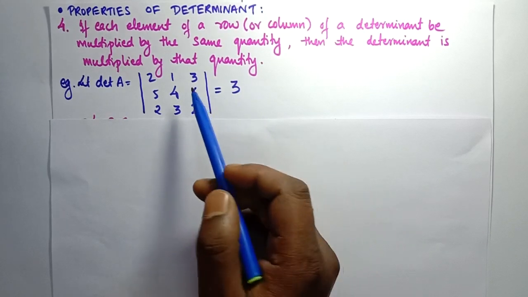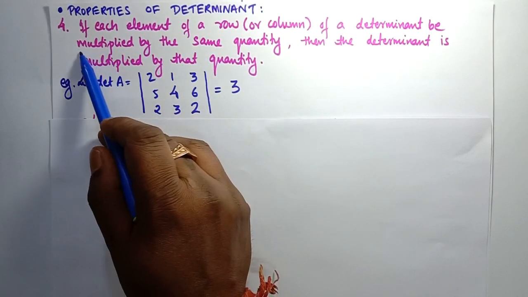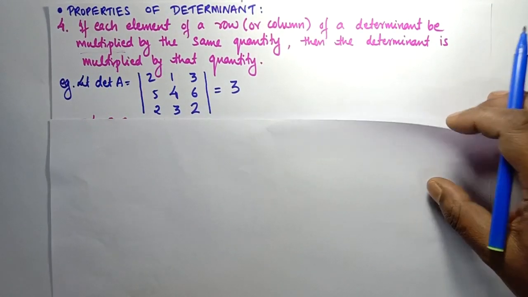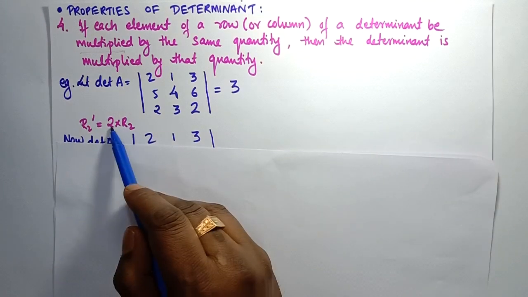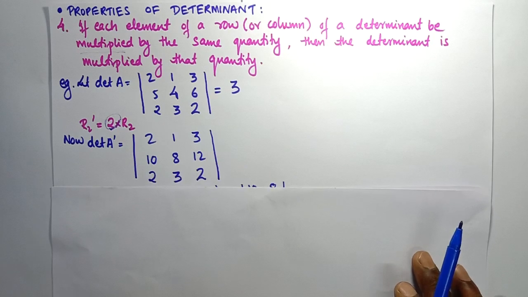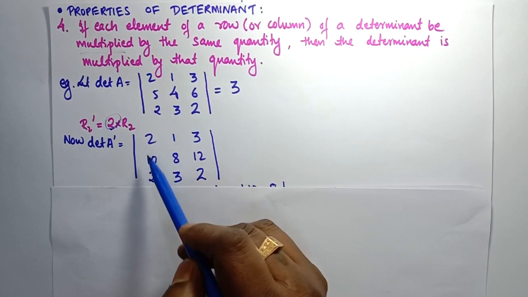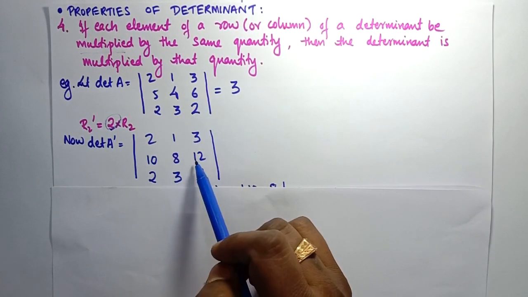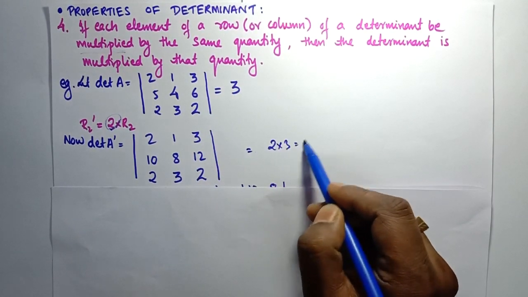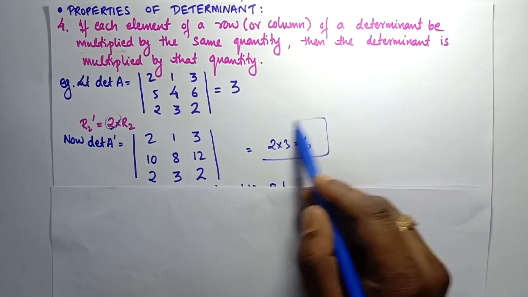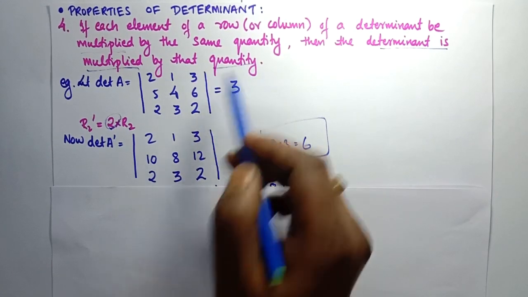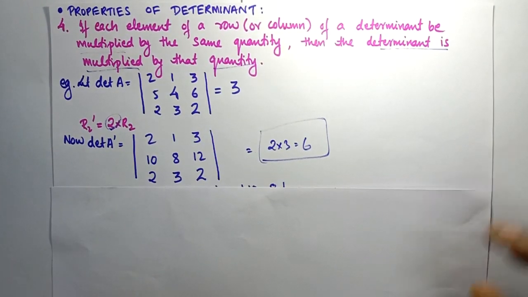Now it's saying that if I multiply any row or any column, suppose I have multiplied by 2, so 2 into R2, meaning R2 multiplied by 2: 2 5s are 10, 2 4s are 8, 2 6s are 12. Directly by this property I can write this as 2 into 3, which is 6. The value of the determinant also gets multiplied by that quantity. I'll prove this.